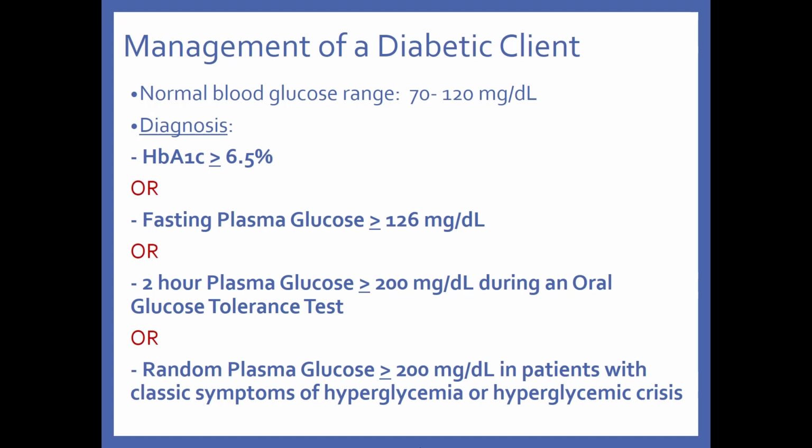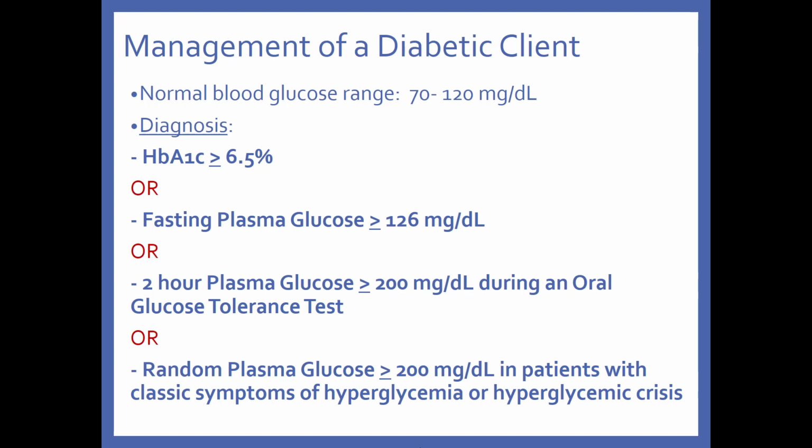They can do a 2-hour plasma glucose with an oral glucose tolerance test. And with that, 2 hours after administering the glucose, if it's equal to or greater than 200, that's indicative. And then a random plasma glucose, so they didn't fast at all, it just was a random glucose check, being 200 or greater, with some kind of other symptoms that are characteristic of hyperglycemia, that would be indicative as well.